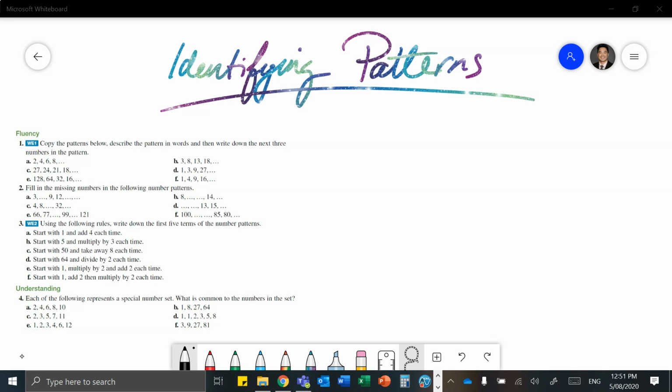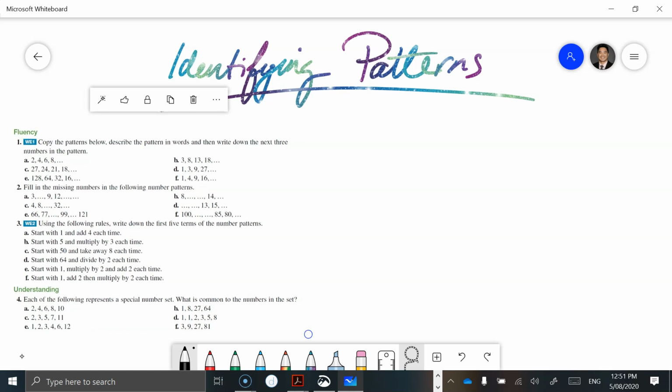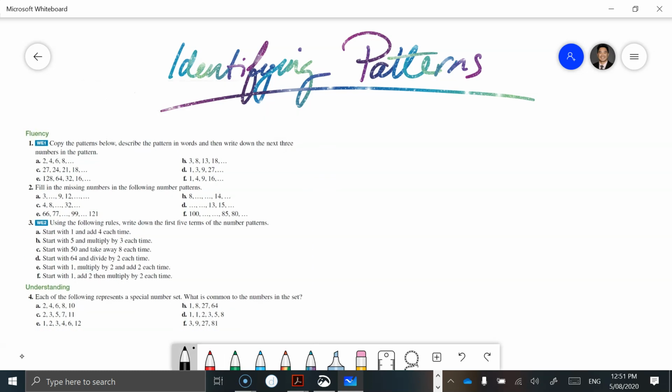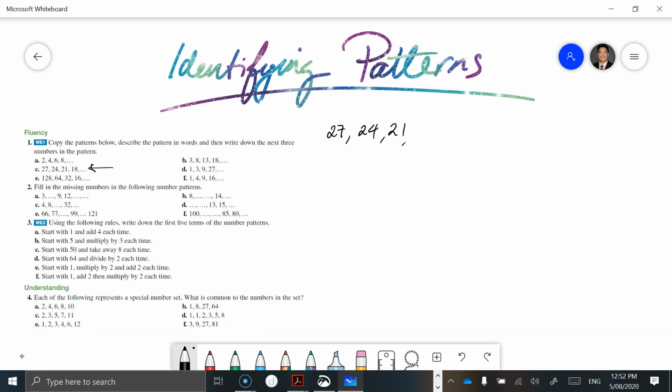Copy the pattern. So if we looked at, say, let's get this one in. So we've got 27, 24, 21, 18. What is the pattern? Obviously, the numbers are getting smaller. We could start off with looking at subtraction. So it's going down by 3. It's going down by 3, and it's going down by 3. So then the pattern is subtracting 3 every single time.